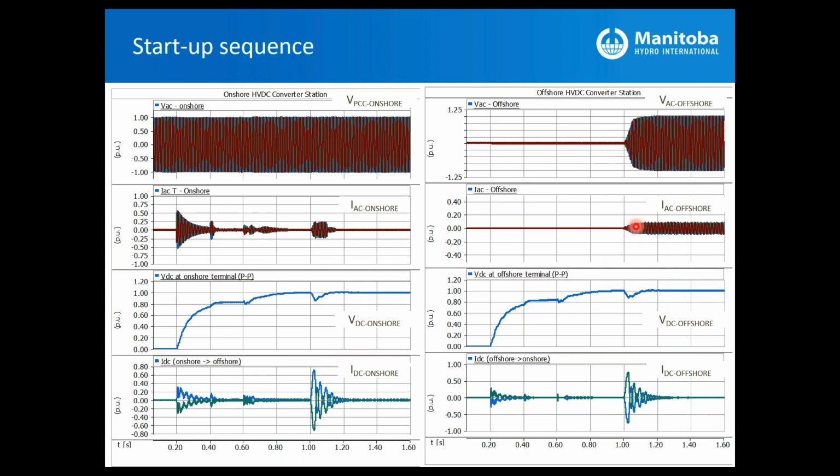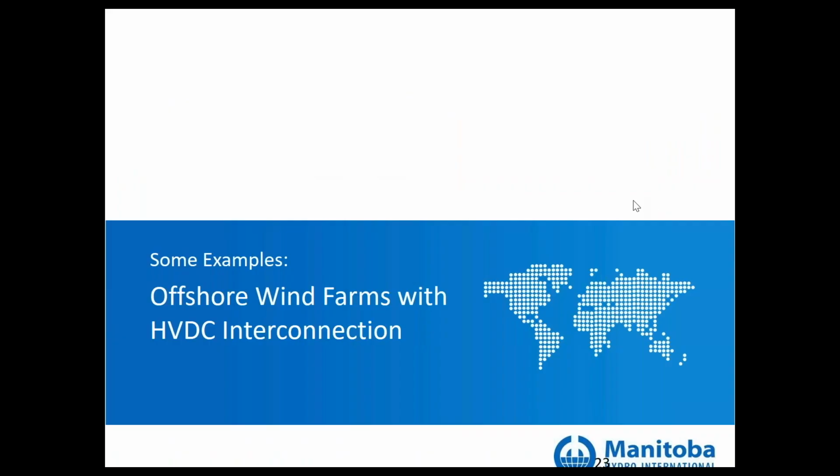Here the offshore station is deblocked and is energizing the AC network on the offshore side. And then after that, the turbines are able to synchronize and start pushing the power back to the network.